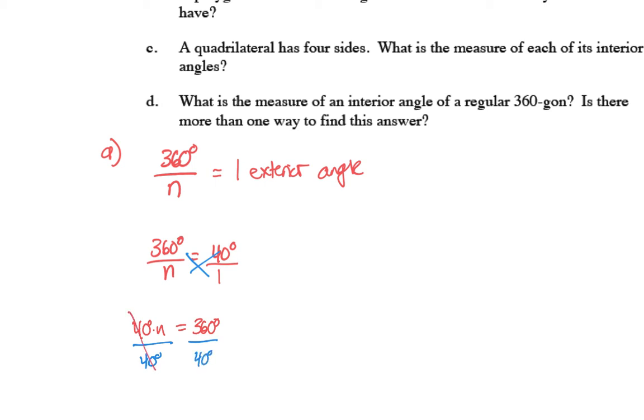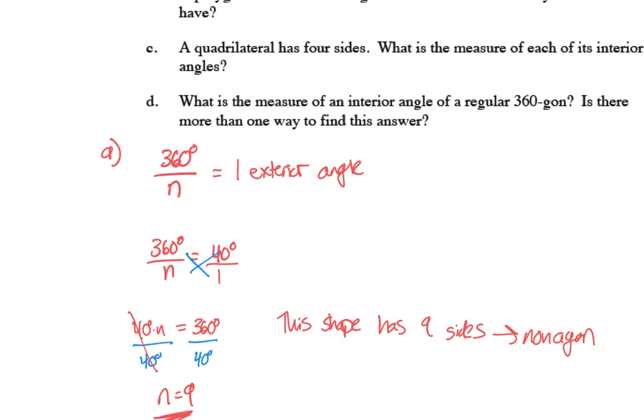360 divided by 40 is going to be equal to 9. So that tells me that this is a 9-sided shape. We'll say this shape has 9 sides, and we call that a nonagon. That was the name that we took down the other day. It's a nonagon. So that was letter A: working backwards, starting with a formula that we have, allowing us to determine what the shape was given one exterior angle.